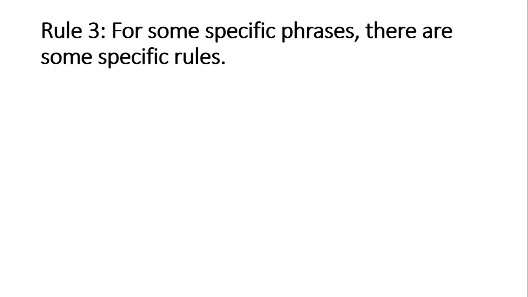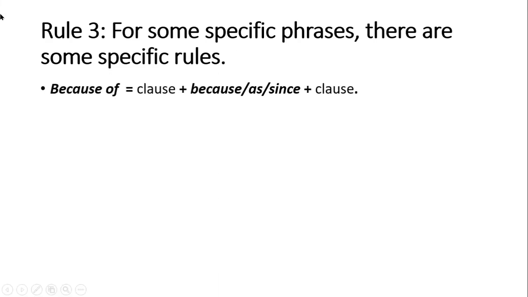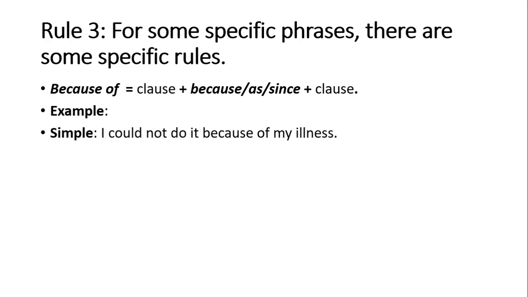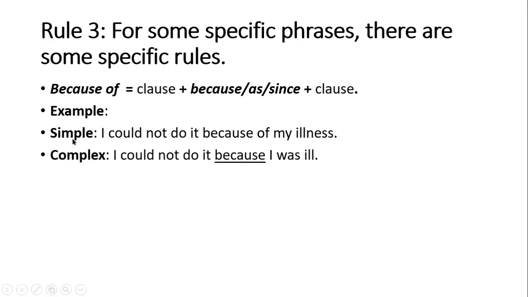Okay. So here you see rule number 3. For some specific phrases, there are some specific rules. So here you see because of. If we have because of in our simple sentence, then we have to write down clause plus because or as or since and then another clause. Here you see an example. I could not do it because of my illness. So, I could not do it because I was ill.